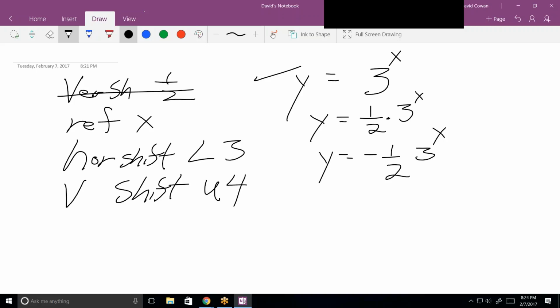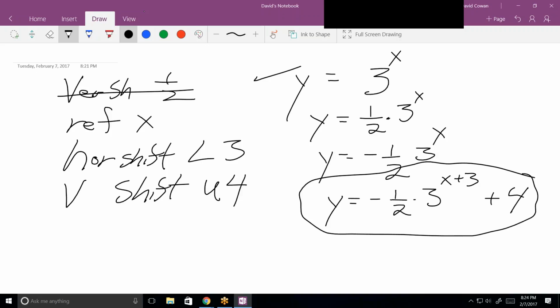Horizontal shift left by 3 units. So that's going to be x plus 3, like that. And finally, a vertical shift up of 4. So that'll just be plus 4. There you go.